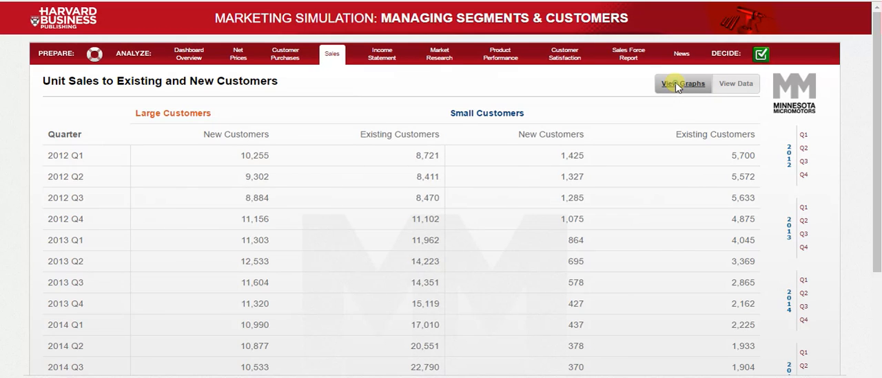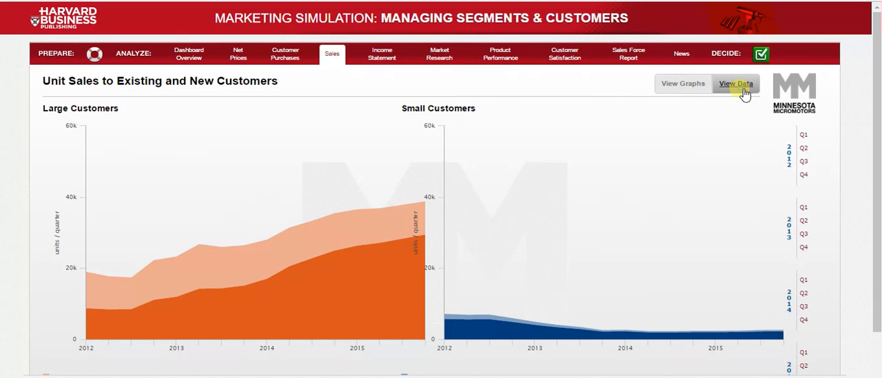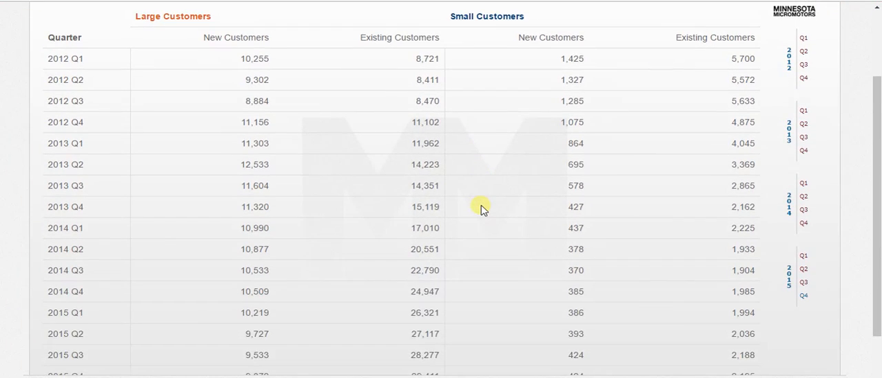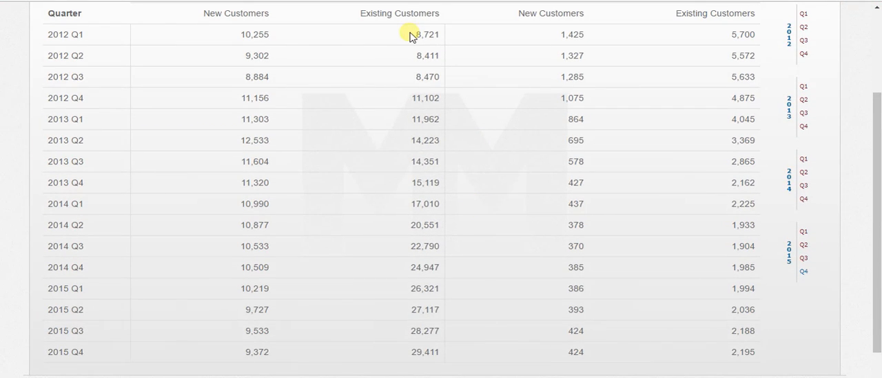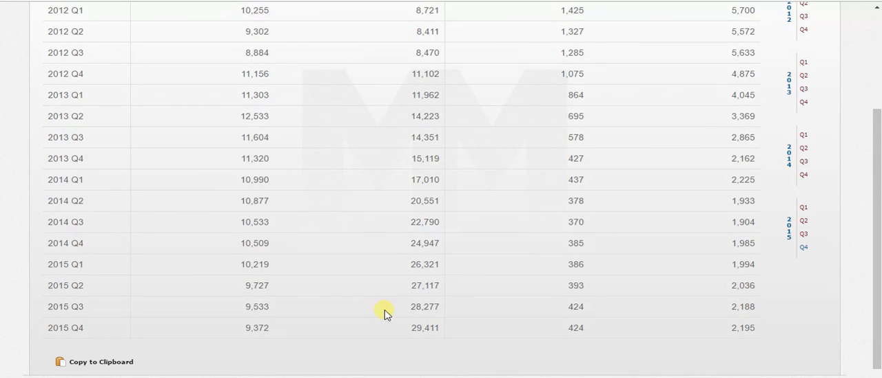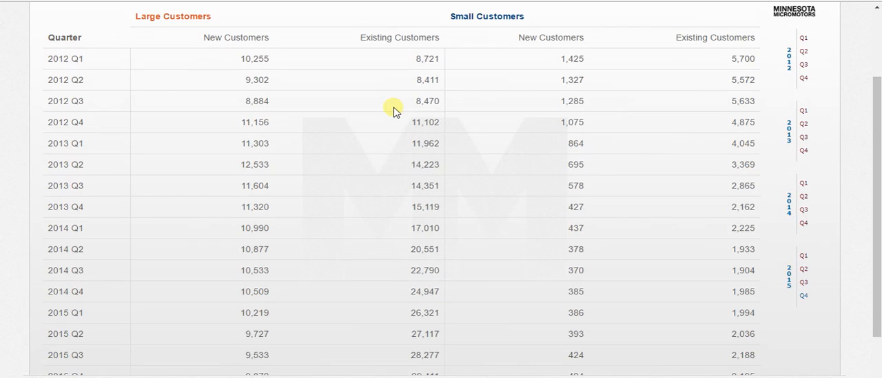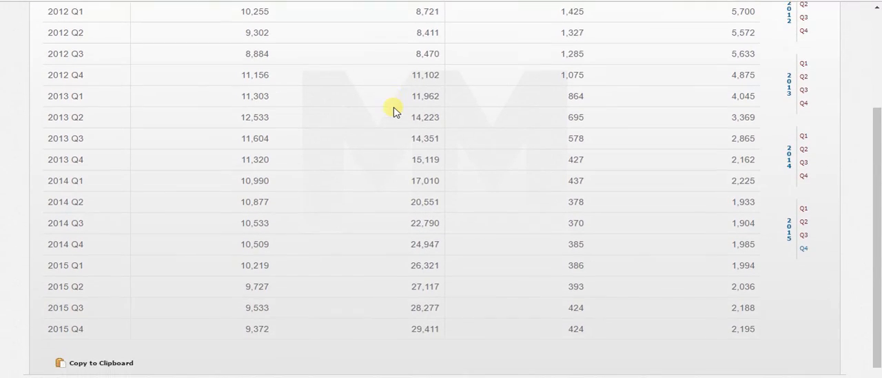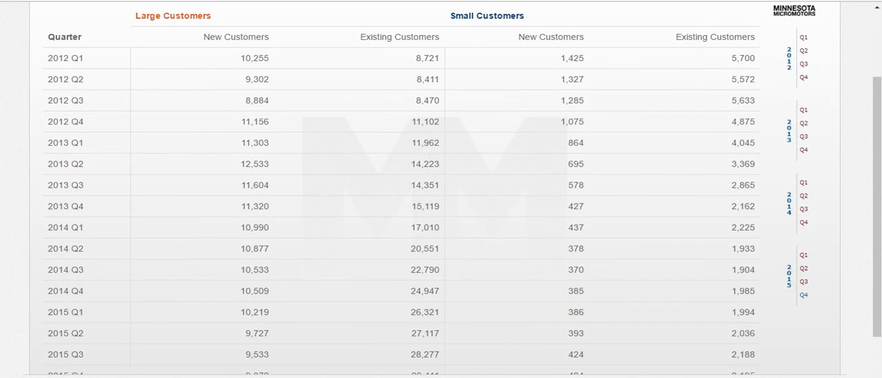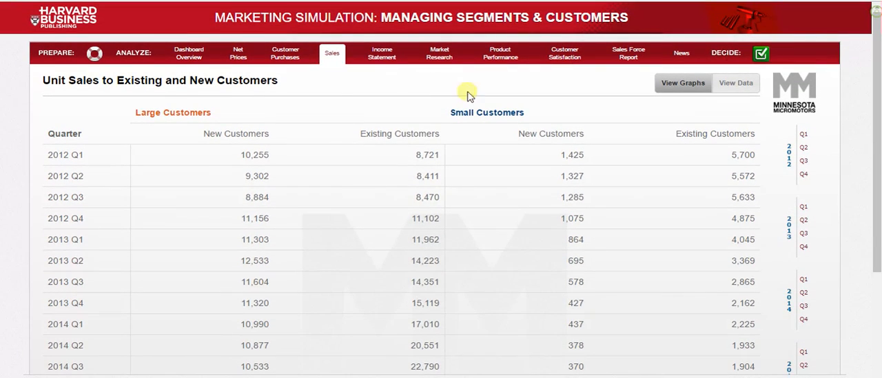As you see, the unit sales graph and the unit sales data, I'll just show you real fast that my primary focus was existing customers in the large customer segment. We almost, I would say probably 5 times as much as we did when we started 4 years ago. That was pretty good considering we reached our objective.